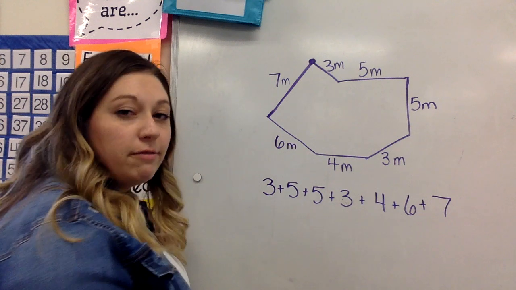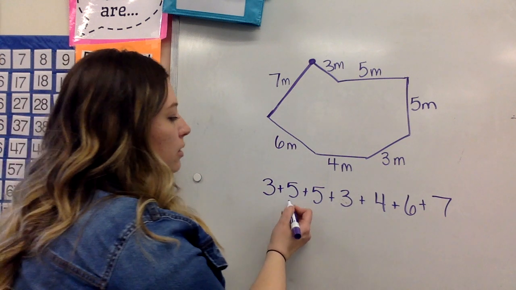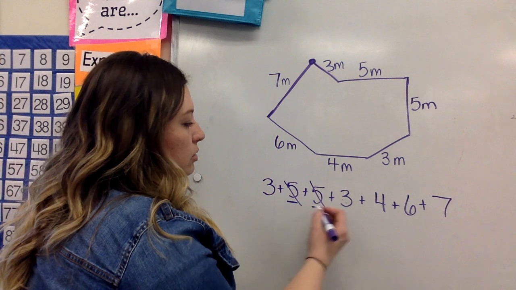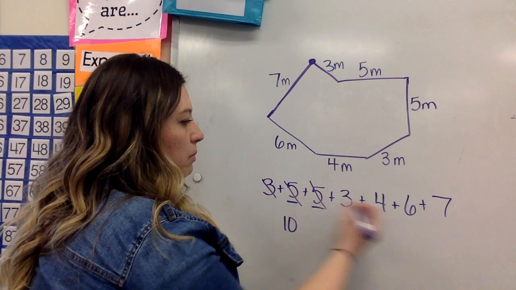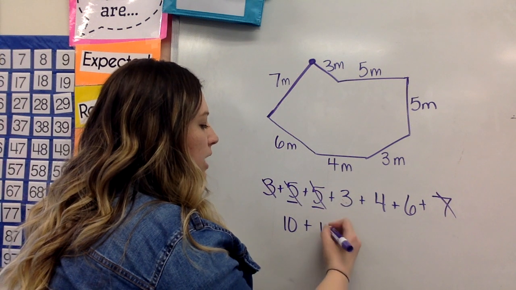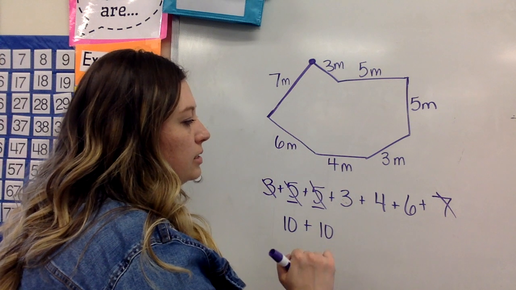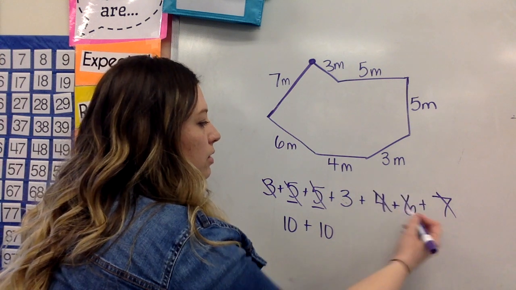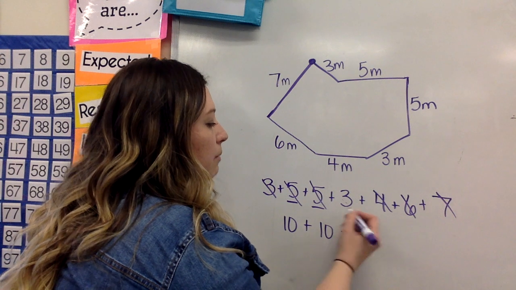So going through, I'm going to find friendly numbers, easy numbers that are simple to work with. Those two together make 10. I know my 3 and my 7 together make another 10. Right here, I see that I have a 4 and a 6. That's another easy 10. And then I'm left with my 3.